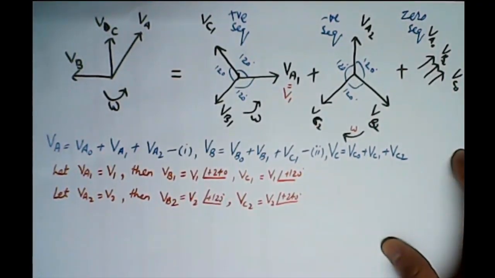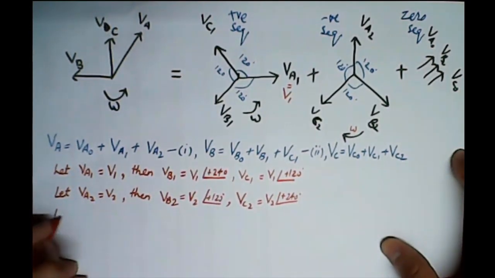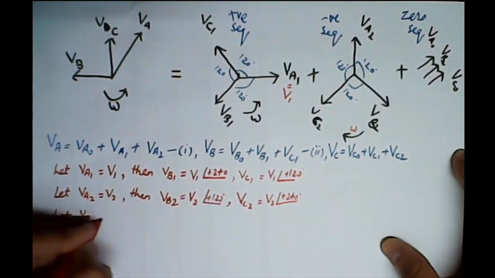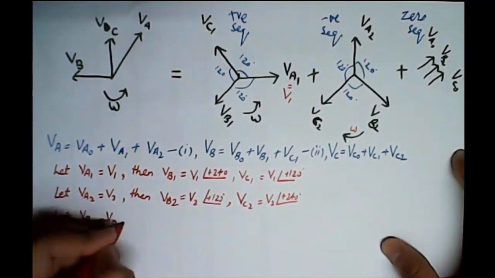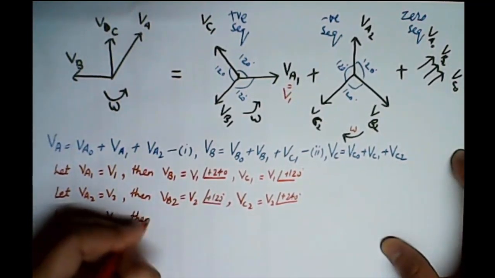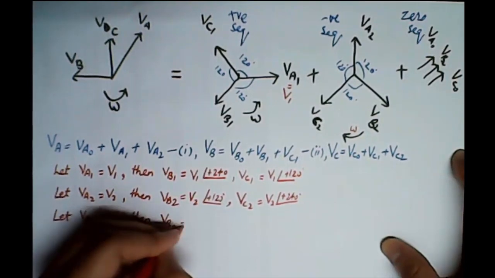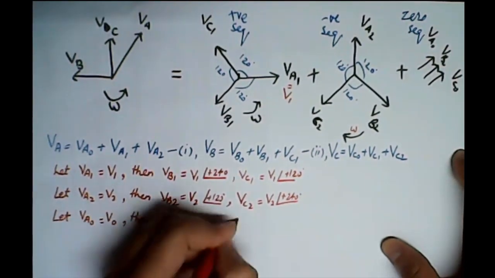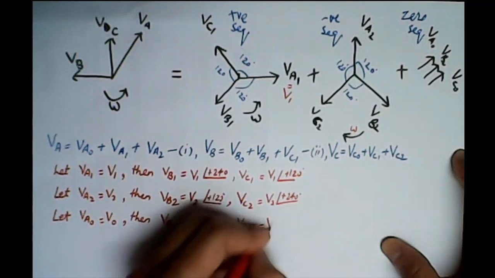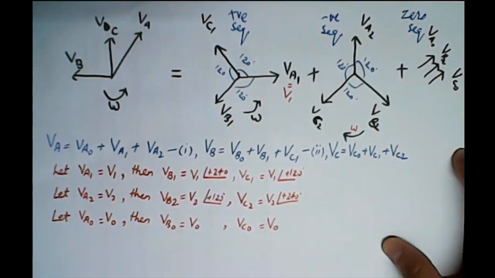And then for zero sequence, if we let VA0 equal V0, then VB0 will also be equal to V0, and VC0 will also be equal to V0, because there is no angular separation here, and mind you, V0, V1 and V2 are phasors.